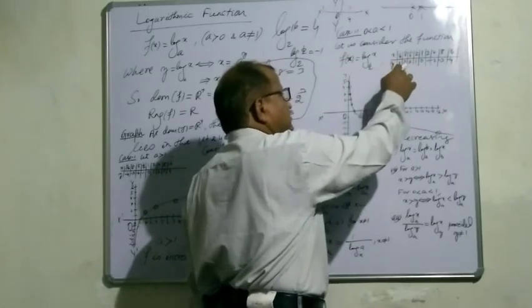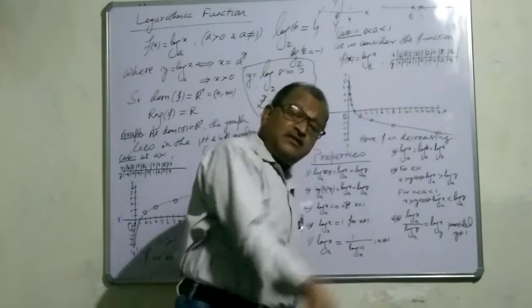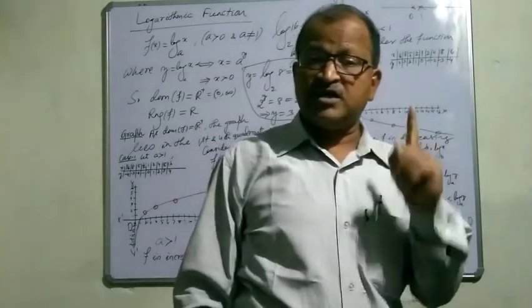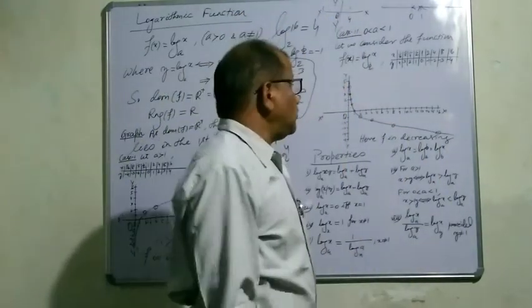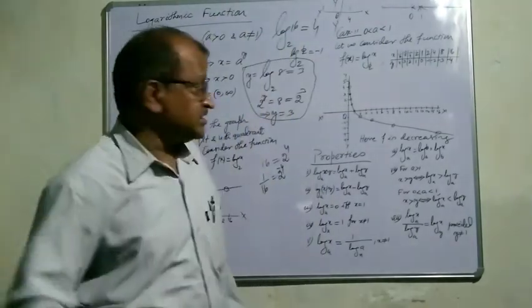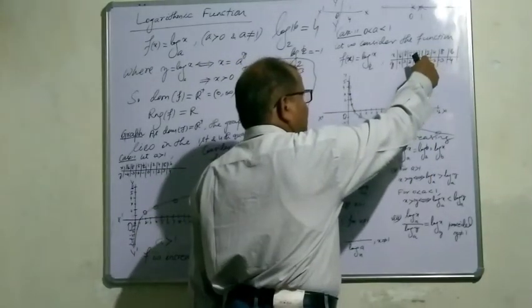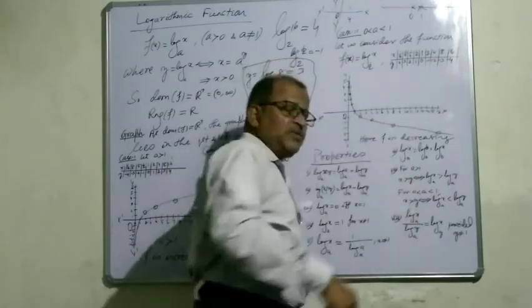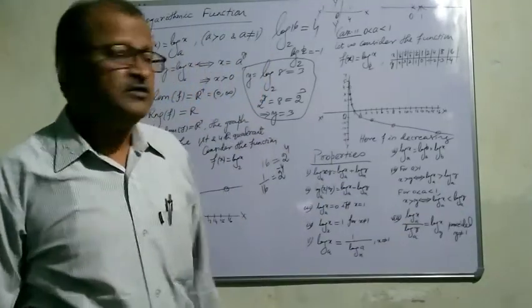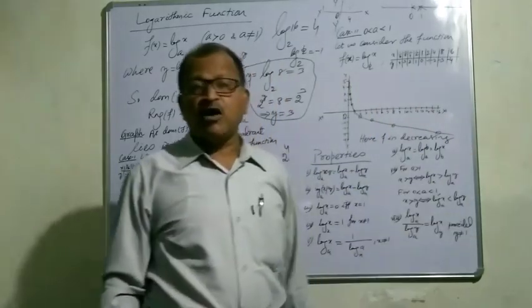It is 1 by 8, it is 3. 1 by 4, it is 2. 1 by 2, it is 1. And 1, it is again 0. I have told you, whatever may be the value of the base, the logarithmic value at x equal to 1 is always 0. That means this is the point where the graph intersects the x-axis, right? Yes. Then after that you see the graph takes negative values, decreasing and decreasing. Okay. So here you see this is the graph when a is equal to half.